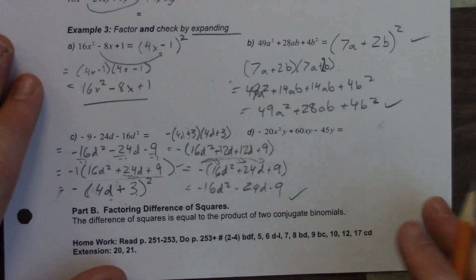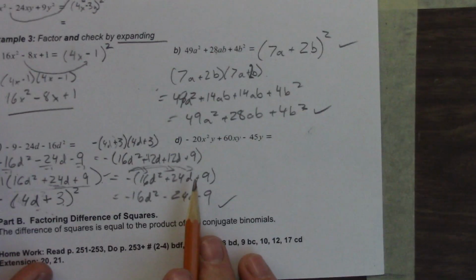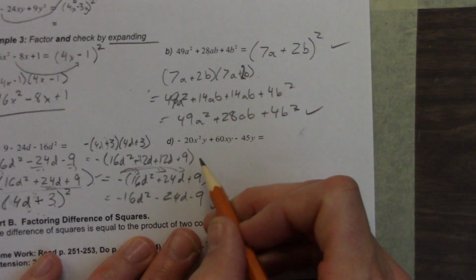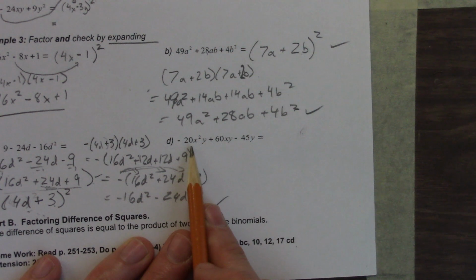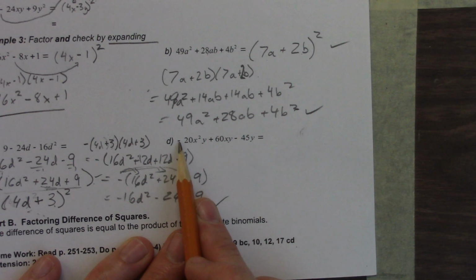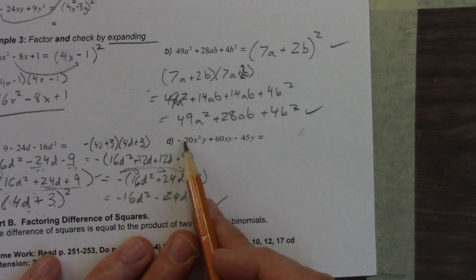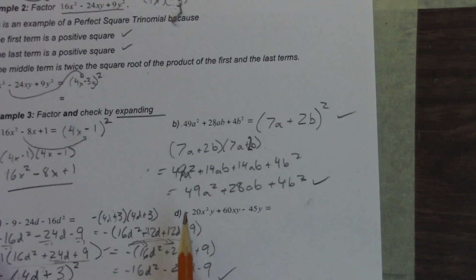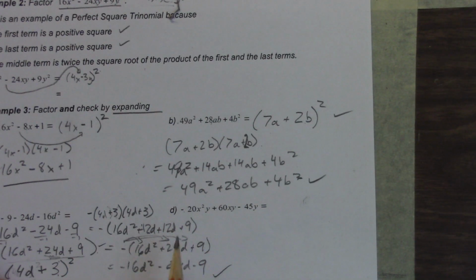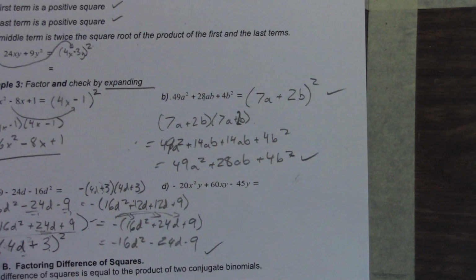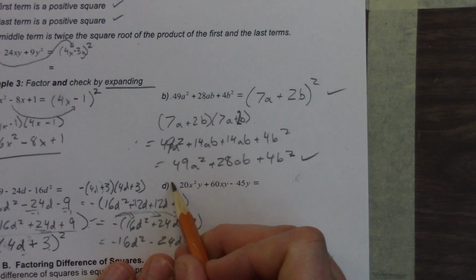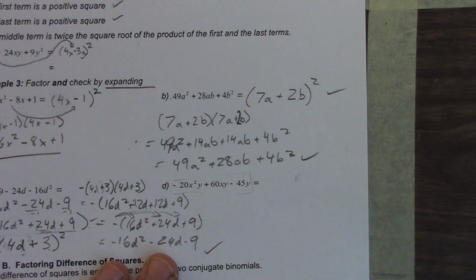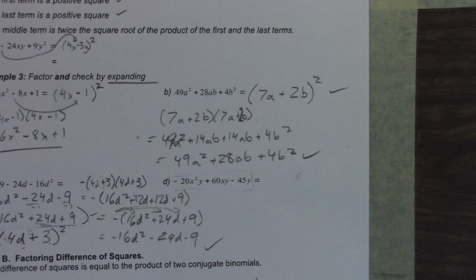All right, last one here. Negative 20x squared. RC, you want to try this one? Okay, now one thing you'll notice, first of all, we don't have a positive first term, right? That's the first thing we check. First term is positive square. It's not positive and it's not a square either. 20 is not a perfect square. So what do you think we can do here, RC, with this? What do you think we can do before we check for a perfect square trinomial?